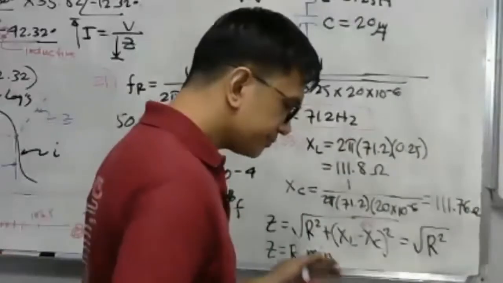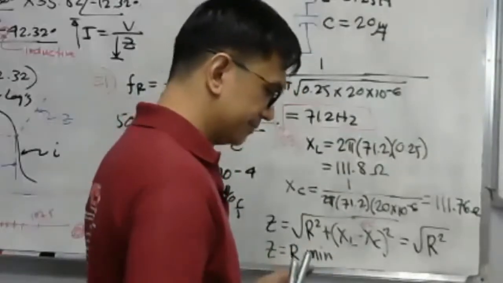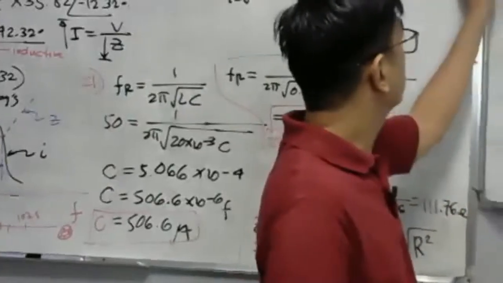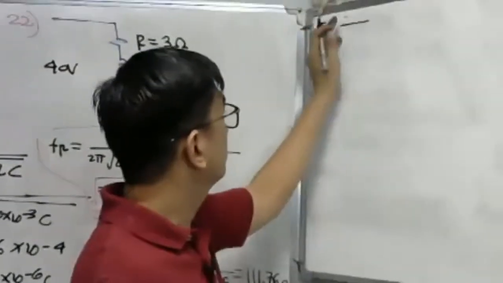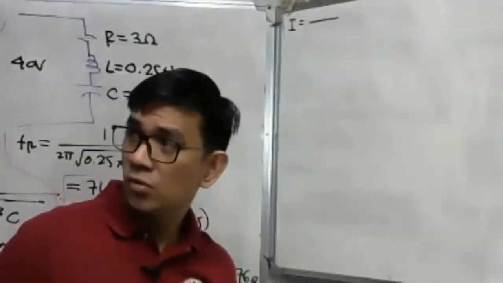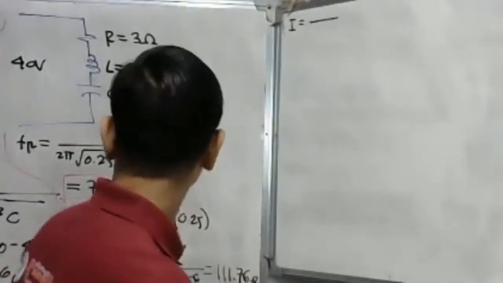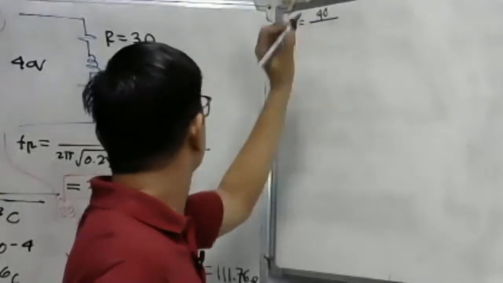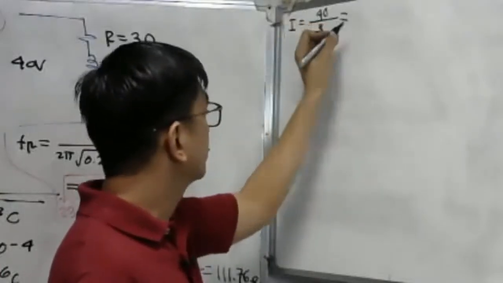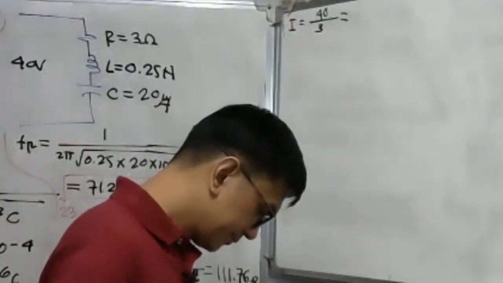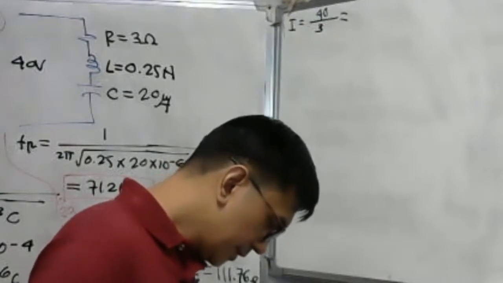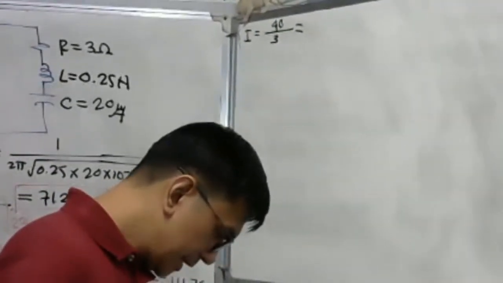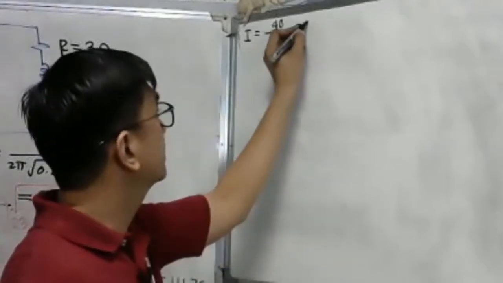Now, let us find the current. What is the current now? Our I is equal to V over Z. What is our V? That is 40, right? Our resistance is simply 3. So 40 over 3, that is 13.33 amperes.